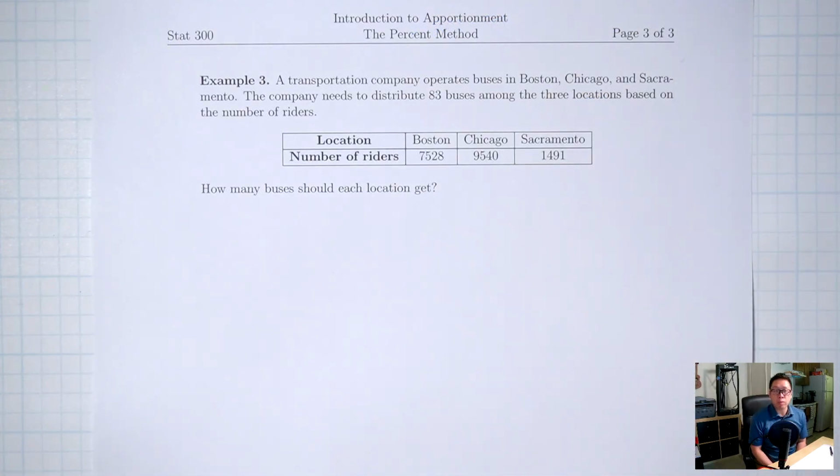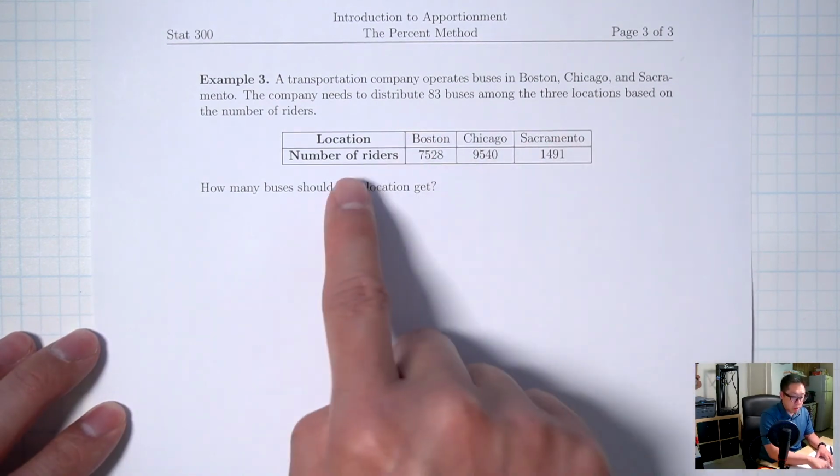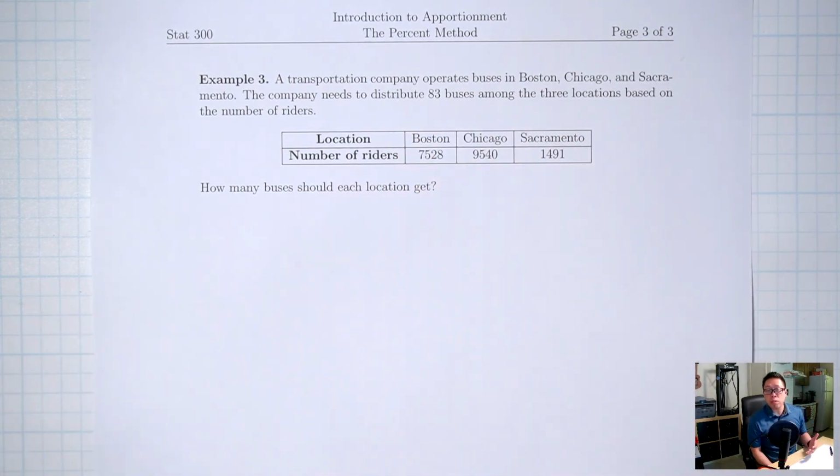Example 3. A transportation company operates buses in Boston, Chicago, and Sacramento. The company needs to distribute 83 buses among the 3 locations based on the number of riders. These are 3 cities, and these numbers are the number of riders in each of those 3 cities. And the question is, how many buses should each city get?